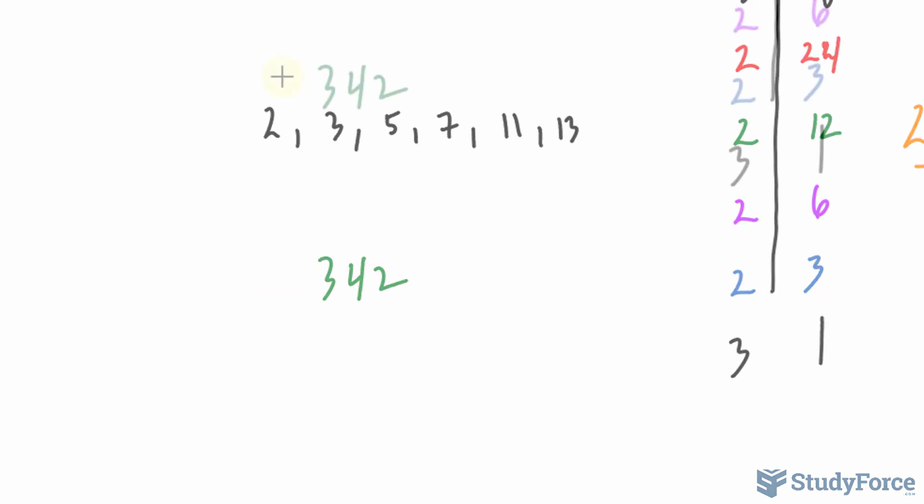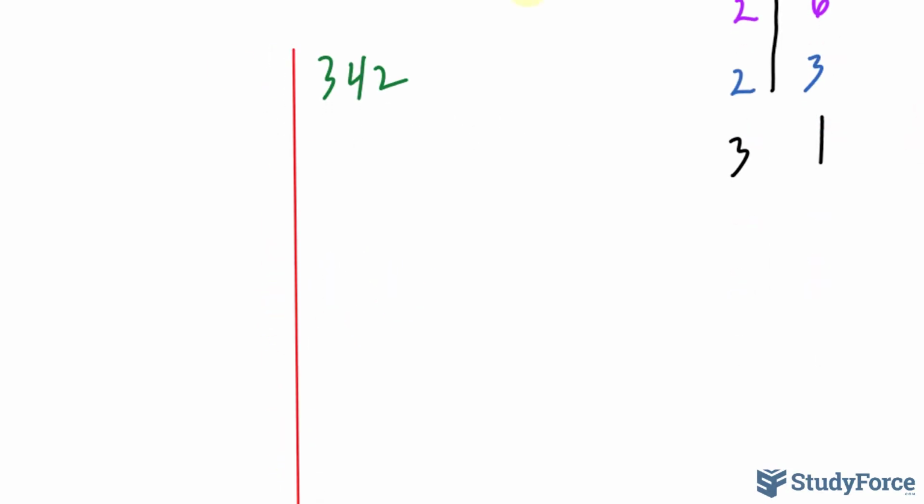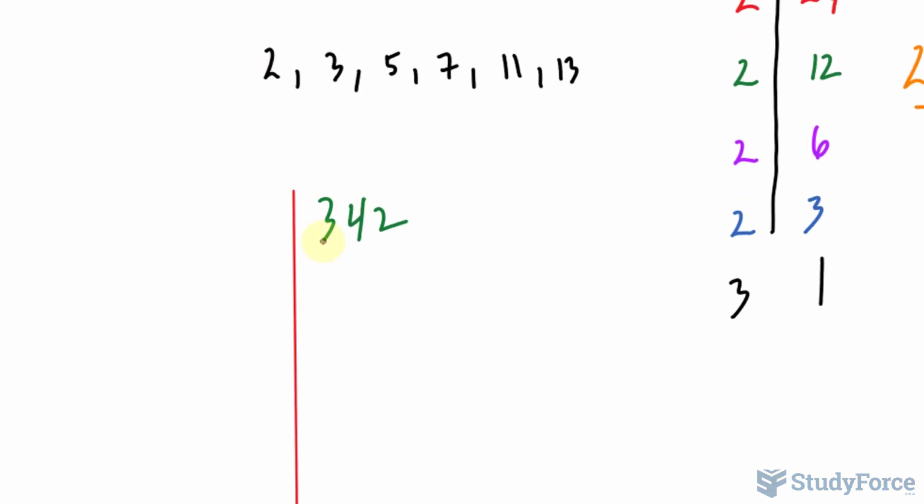342. I'll put a line down the middle here. 342 is an even number. So you know that the lowest prime number that will divide into this is 2. 342 divided by 2 is 171.